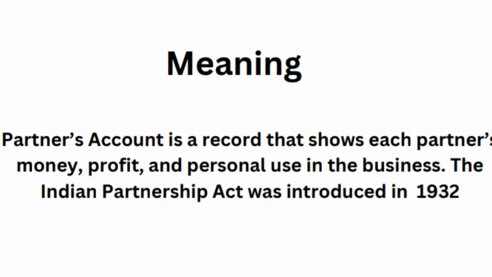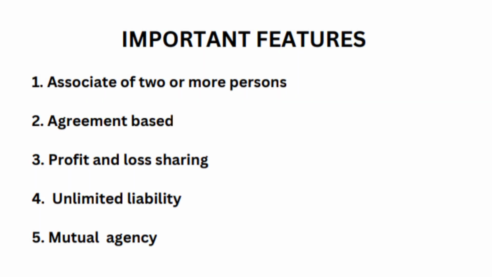Let us move to the 10 important features of partners account. The first one is association of two or more persons. As I mentioned earlier, a partnership is formed when two or more persons come together, and the number of persons depends on what type of business you started. It can be 10, 20, but the minimum is 2.